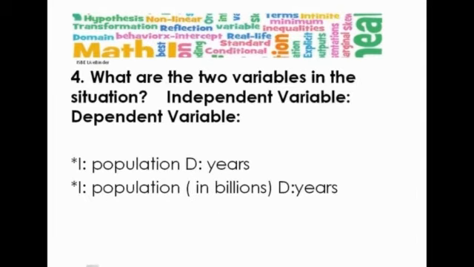Question 4, what are the 2 variables in the situation, the independent variable and the dependent variable? Again, most students did well with this question, the dependent variable as population and the independent variable as years. And I often note to the students that they should be specific with their independent and dependent variable, noting any labels in their responses. So if a student answered to me population, I would say be more specific. In fact, what I was looking for was population in billions.